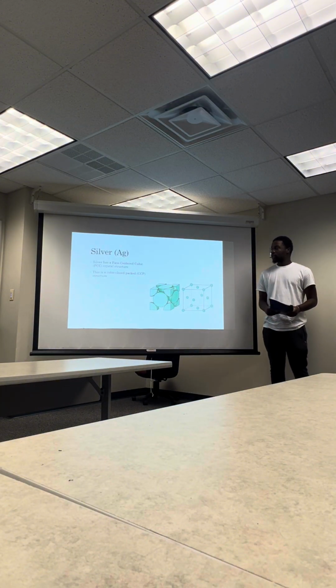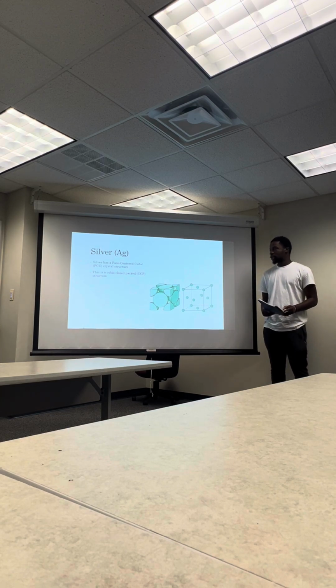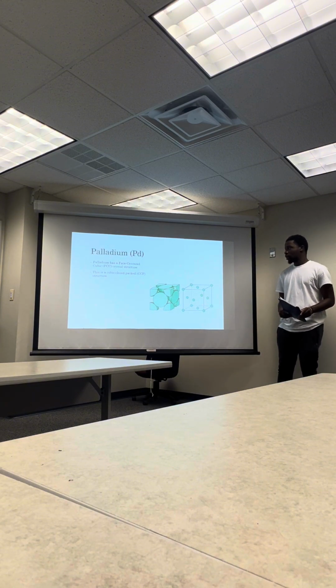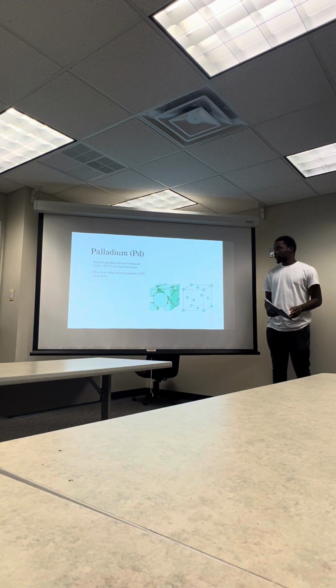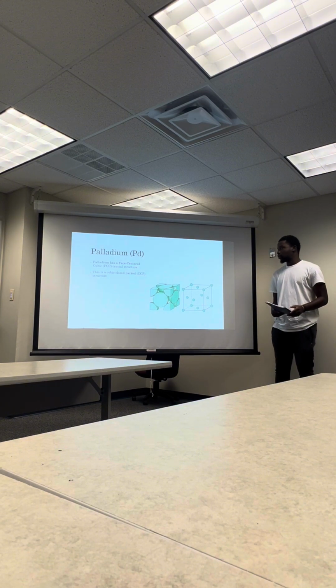To start off, silver has a face-centered cubic crystal structure. This is a cubic close-packed structure, as you can see on the board. Palladium also has a face-centered cubic crystal structure, and it is also a cubic close-packed structure, again on the board.